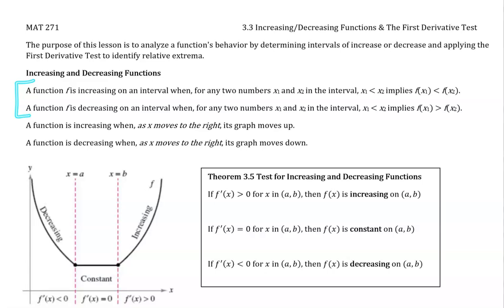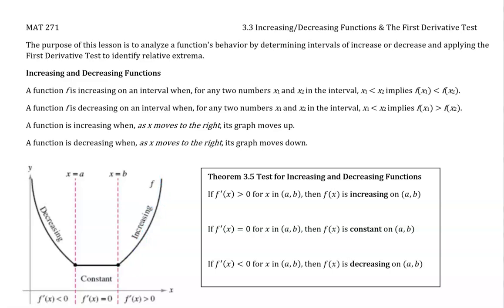Here we have the formal definitions of increasing and decreasing, which say that if a function is increasing, and if we have two x values, one that's smaller than the other, then the y values of those functions follow that same order. So as we move to the right, the function is going up. So on this highlighted portion of the graph, that function is increasing.